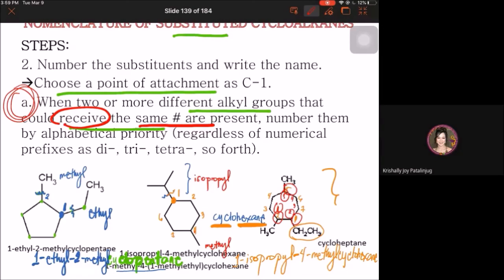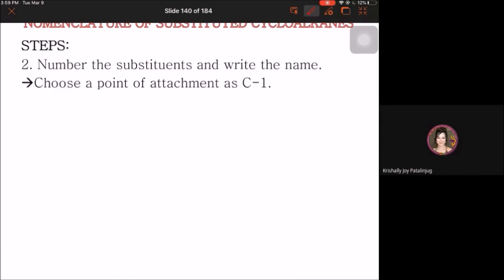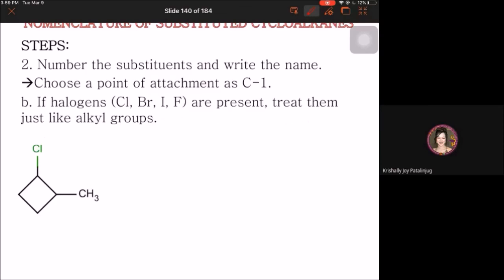But again, apply case letter A. When choosing the point of attachment, we use alphabetical priority. Ethyl comes first. That is the application of case A. So that would be 1-ethyl-2,5-dimethylcycloheptane. Okay, this one is easy.